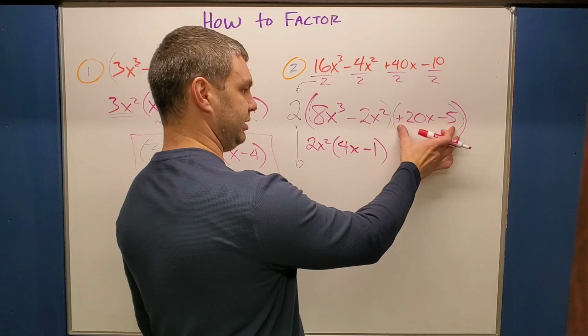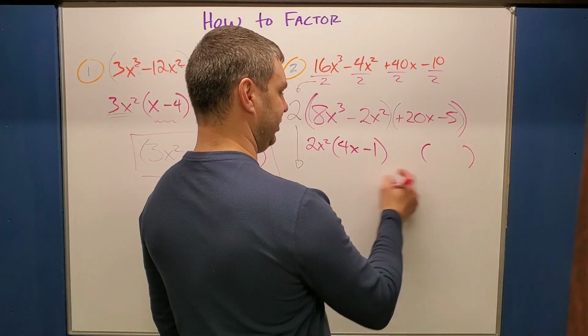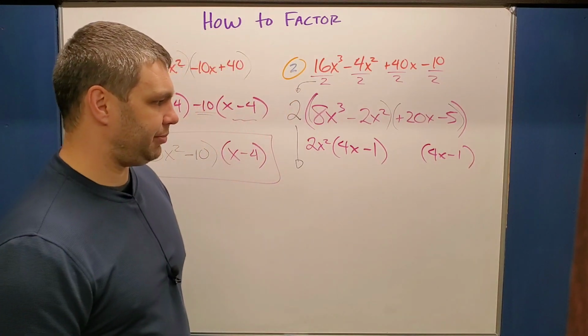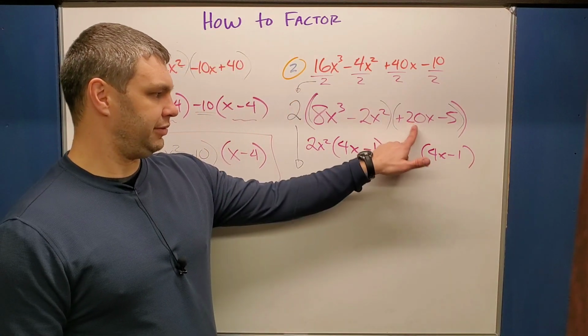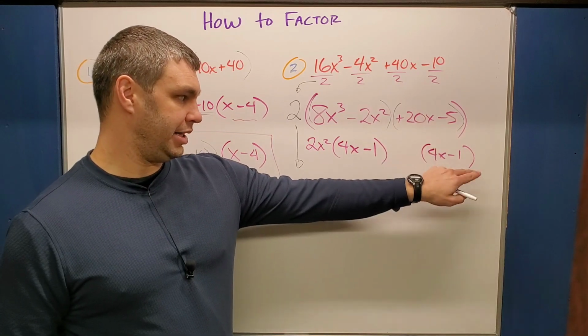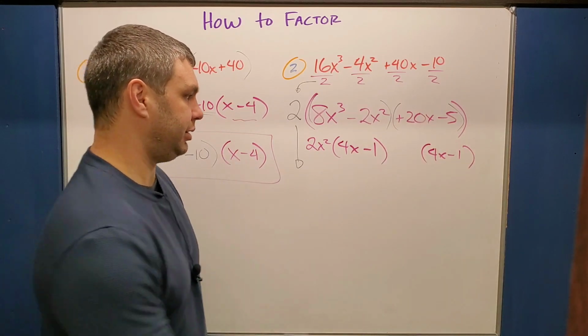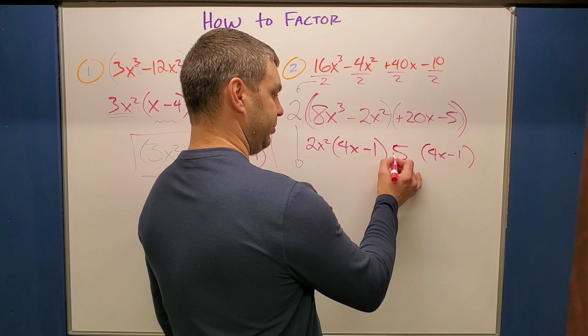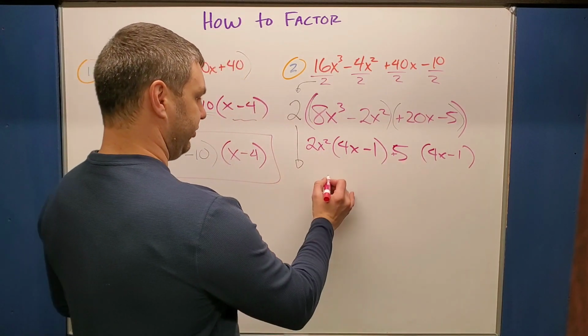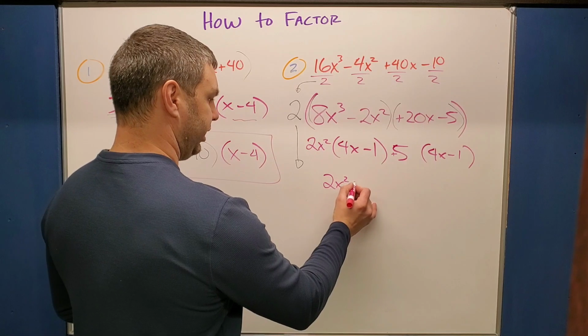All right, now, just like the previous one, I need something when I take it out to leave me with 4x minus 1. And what can I divide by to do that? Well, 20 divided by what is 4? 5. And similarly, negative 5 divided by negative 1 is also 5. So I'm going to take out a 5. It's a positive 5 here. And when I do this, left over, I'm going to have the 2x squared plus 5.